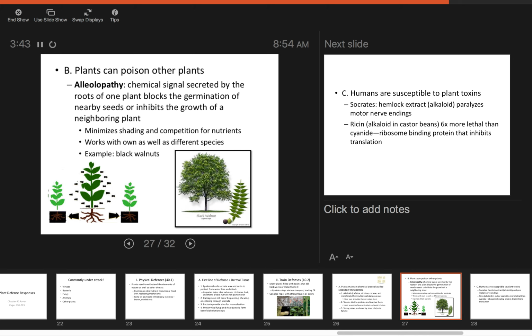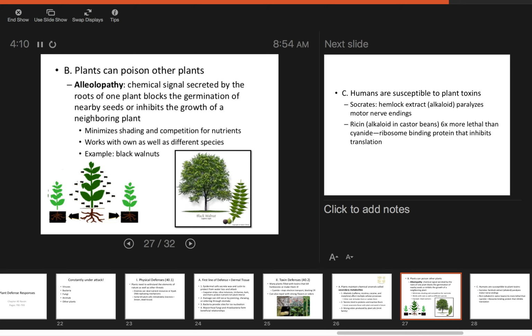Plants can also poison other plants. We call this allelopathy. So they secrete this chemical in the soil that affects neighboring plants and basically kills or shuts them down, either by inhibiting their growth or blocking their seeds from germination. And the reason for this is obviously, hey, they're competing for sunlight to do photosynthesis. So it minimizes shading as well as competition for nutrients in the soil. Works with their own as well as different species.